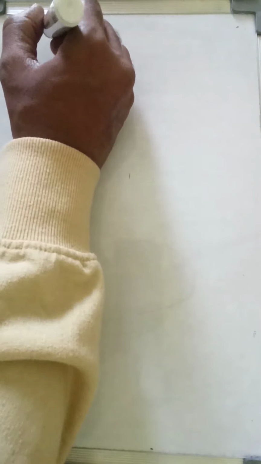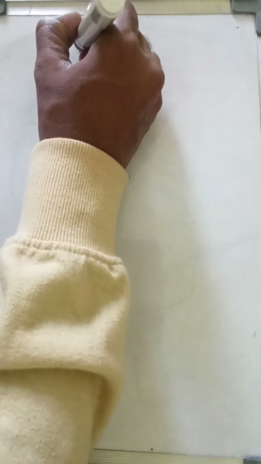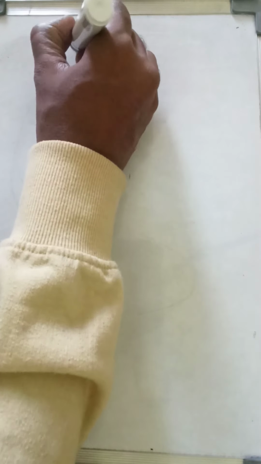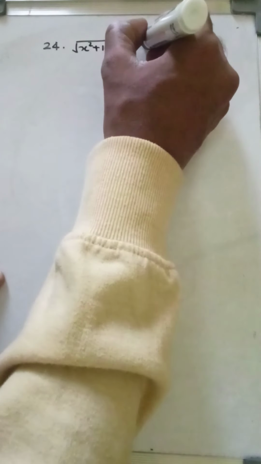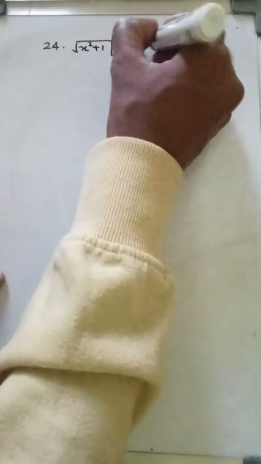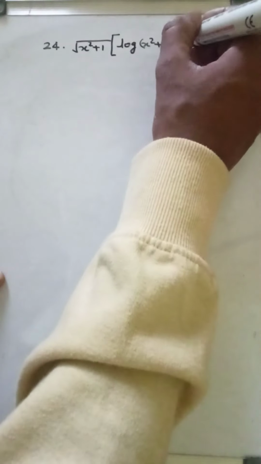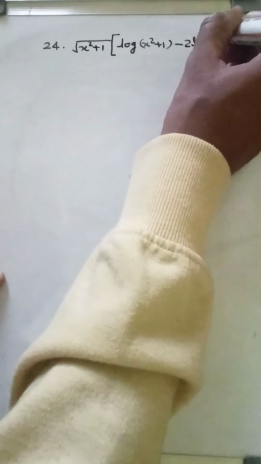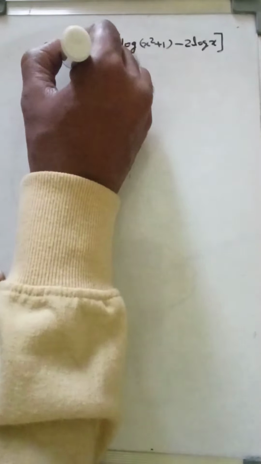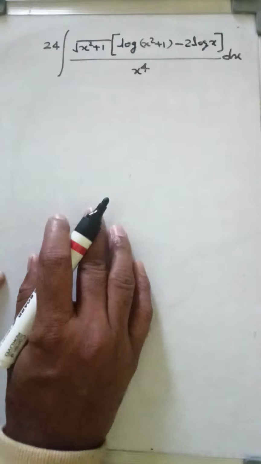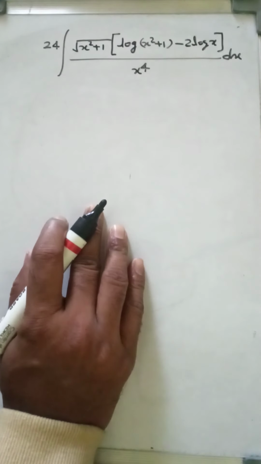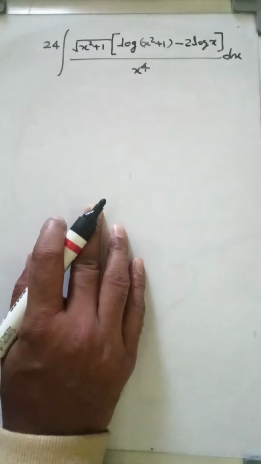So, integration of question number 24: square root of x square plus 1, in bracket log of x square plus 1, minus 2 log x, upon x to the power 4, into dx. Okay, so question number 24 from NCERT miscellaneous.